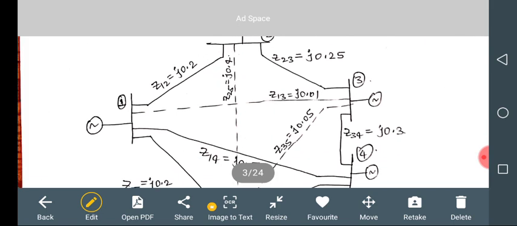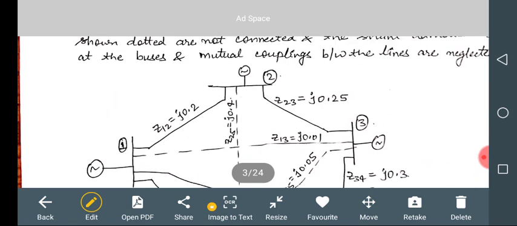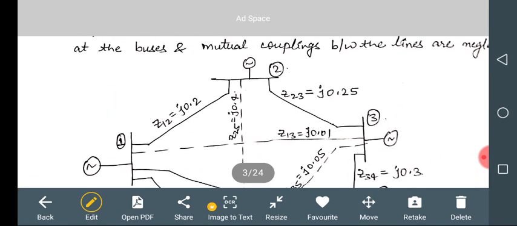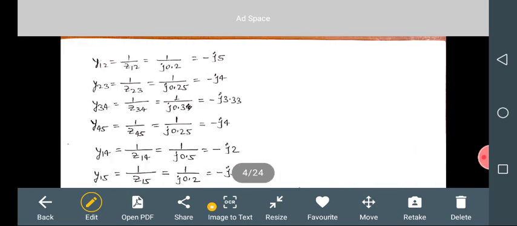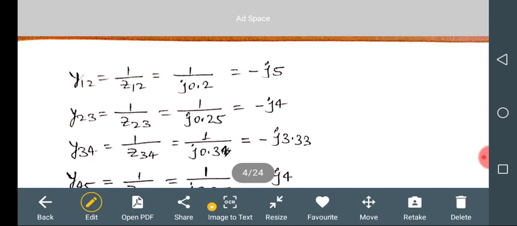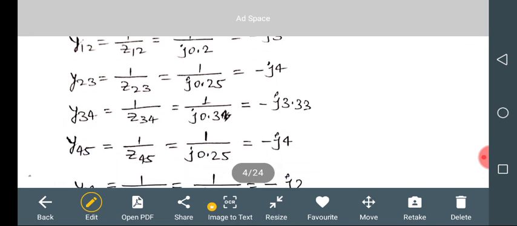Now come to the question. What is Z12? This is Z12. Z12 is line impedance value connected between bus number 1 and bus number 2. So to find out Y12, we all know that we will invert it. Y12 is equal to 1 by Z12. You can calculate these values.